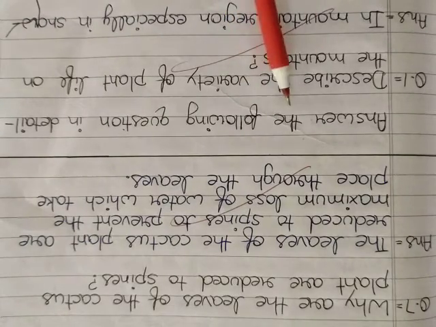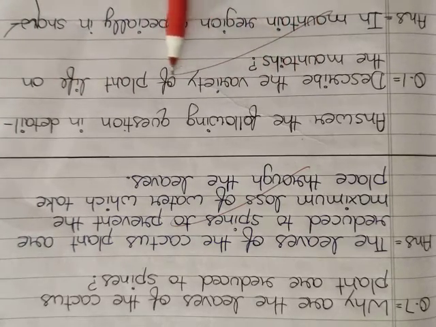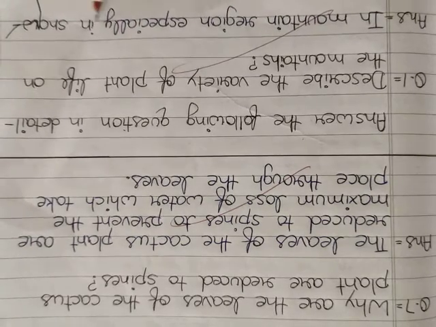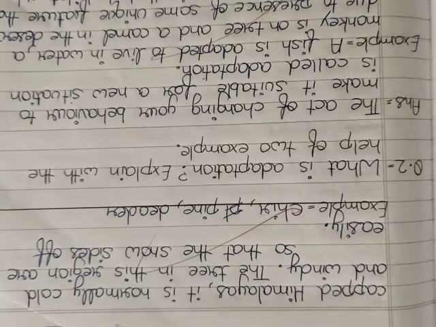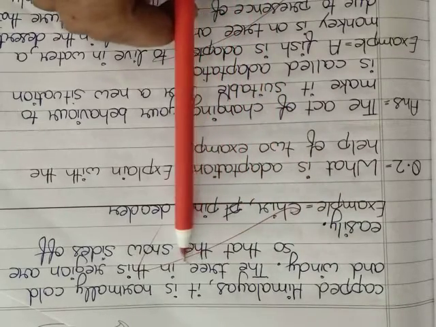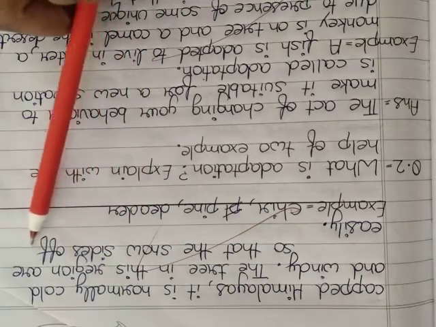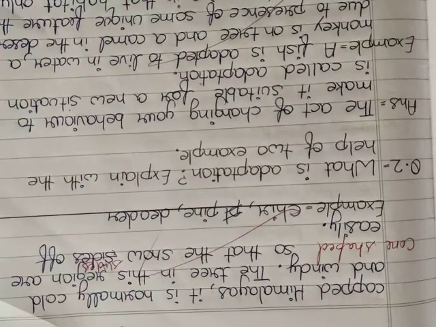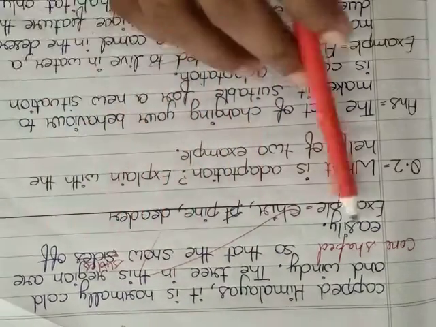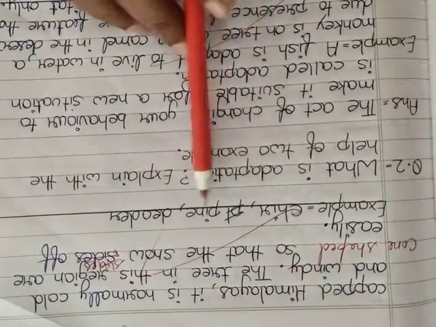Now come on to the next exercise, that is, answer the following questions in detail. Question number 1. Describe the variety of plant life on the mountains. Answer is, in the mountain region, especially in snow-capped Himalayas, it is normally cold and windy. The trees in this region are cone shaped so that the snow slides off easily. Example, cheer, pine and deodar.